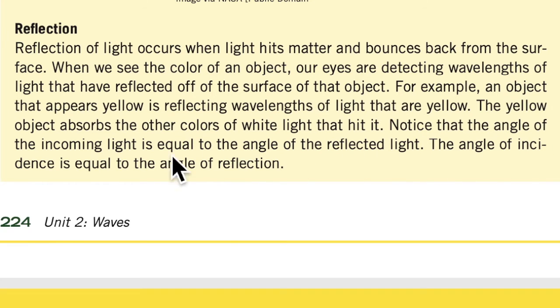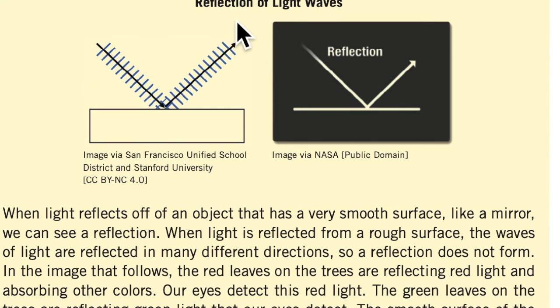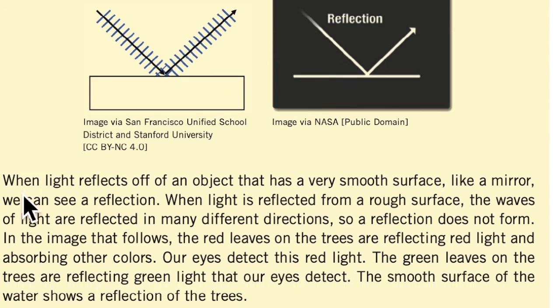Notice that the angle of the incoming light is equal to the angle of the reflected light. The angle of incidence is equal to the angle of reflection. Reflection of light waves. When light reflects off of an object that has a very smooth surface, like a mirror, we can see a reflection. When light is reflected from a rough surface, the waves of light are reflected in many different directions, so a reflection does not form.